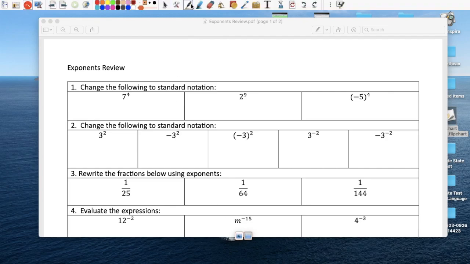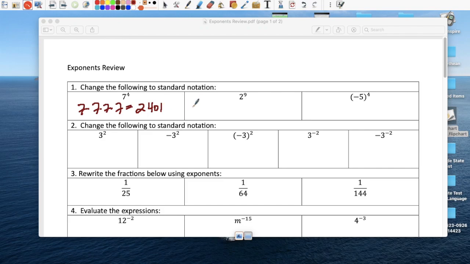7 to the 4. So you want it in standard notation. All that means is, write it in a number that we use every day, not exponential form, standard form. So take your calculator, and put in 7 to the 4th power. It's 7 times 7 times 7, 4 times. You can either do that or just plug in 7 to the 4th power and you get this.